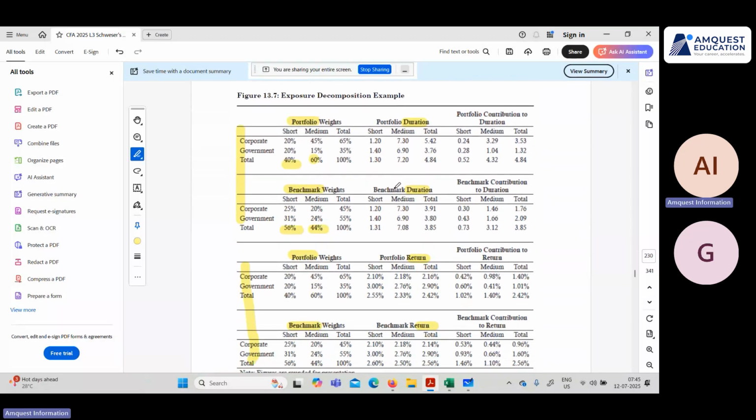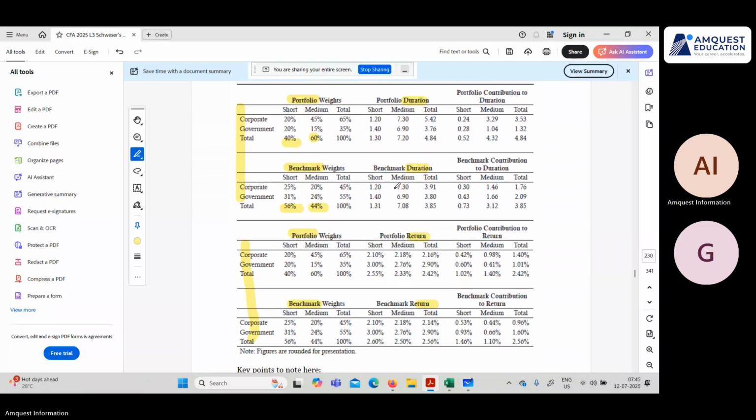Okay, let's see what else is visible here. Can you see here? Okay, let's look at this first and see what else we can see. Can I see that the portfolio duration is 4.84 and the benchmark duration 3.85?